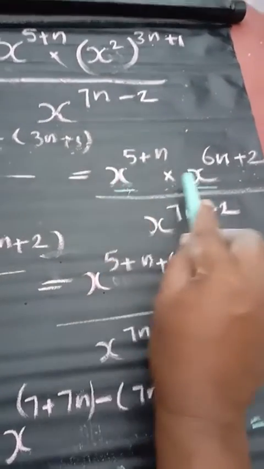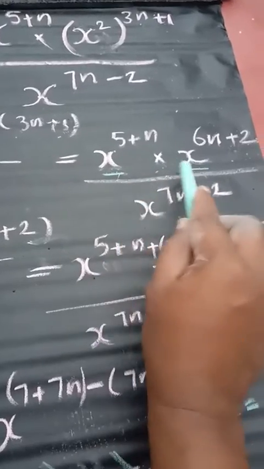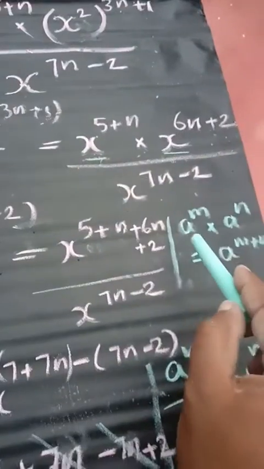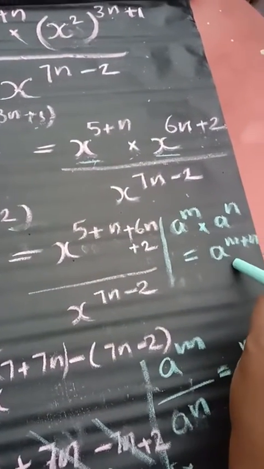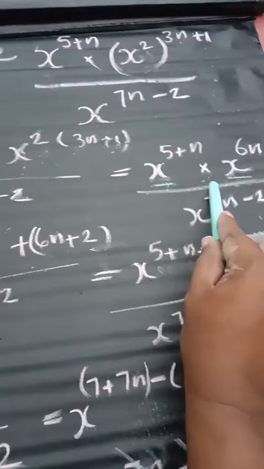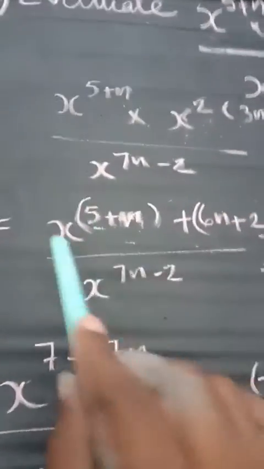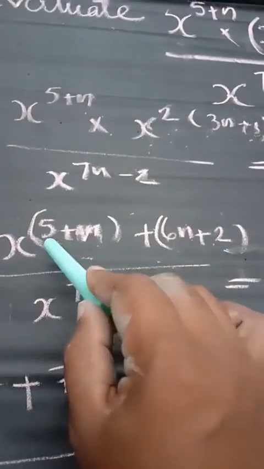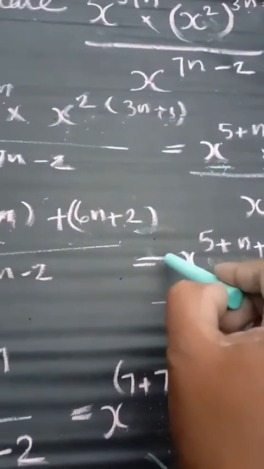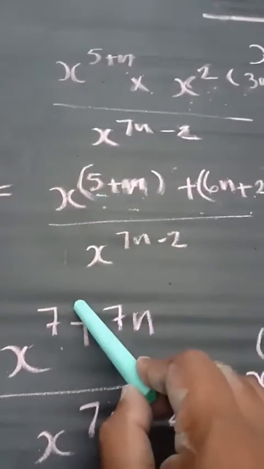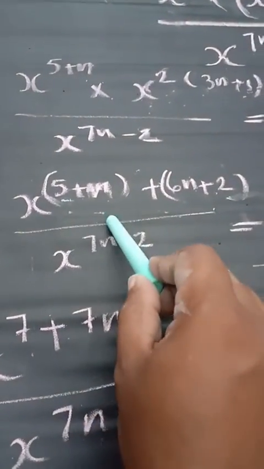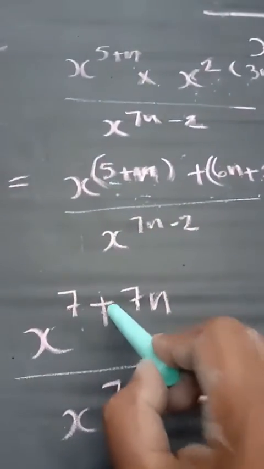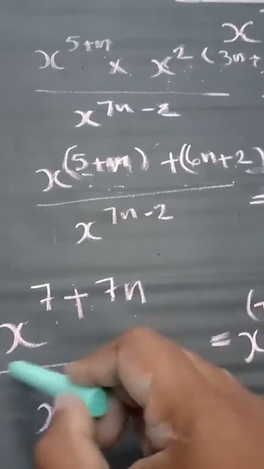Now here x, here x, same base, so we can add the powers. If the bases are same, we can add the powers, that is a raised to m into a raised to n is a raised to m plus n. So this can be written as x raised to 5 plus n plus 6n plus 2. What is 5 plus 2? 5 plus 2 is 7. x raised to 7 plus n plus 6n, that is 7n, so x raised to 7 plus 7n divided by x raised to 7n minus 2.